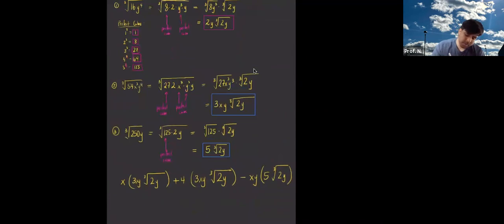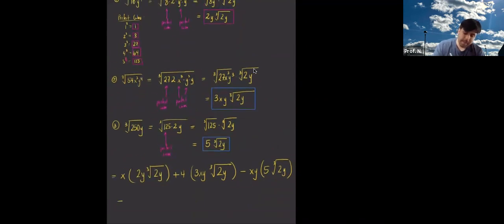Oh, pardon me, I wrote this incorrectly here. This should be this expression here. It's 2y, 2y cube root of 2y. Now I can combine by multiplication these terms here. And so I get 2xy cube root of 2y plus 12xy cube root of 2y minus 5xy cube root of 2y.